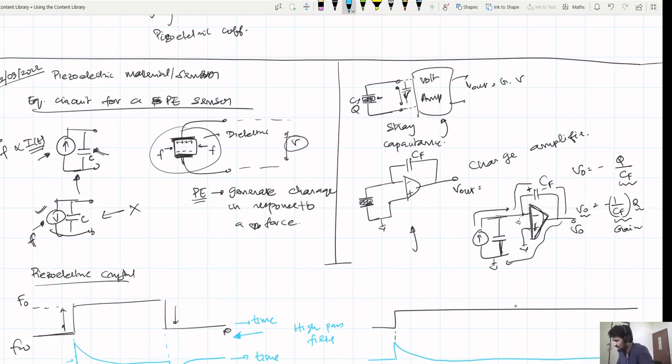Once you let the sensor settle down, it produces 0 charge for a constant force. Whereas if the force changes, where there is a large change in the force, it produces a large output. So this behaves like a high pass filter.